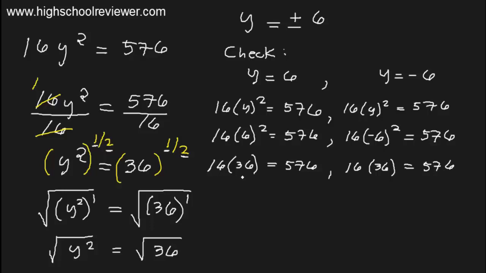So 16 multiplied by 36, 576, equals 576. And 16 times 36, 576, equals 576. So therefore, our answers, which is y equals positive 6 and y equals negative 6, they are correct. Solving quadratic equations by extracting square roots.